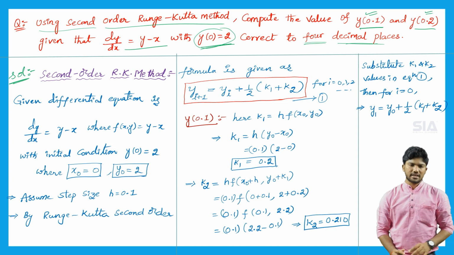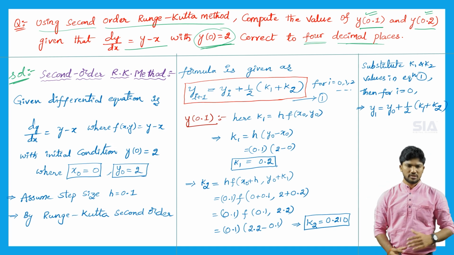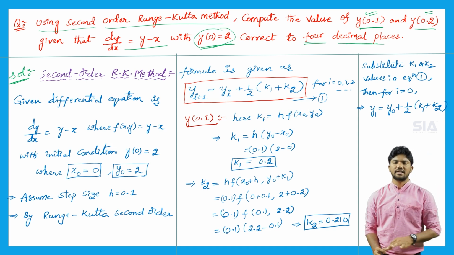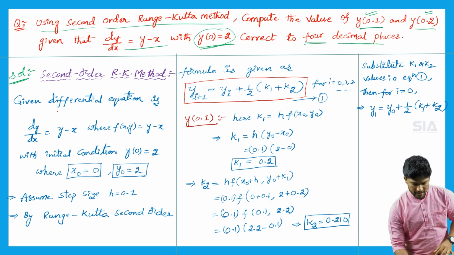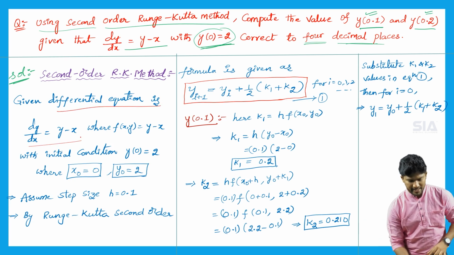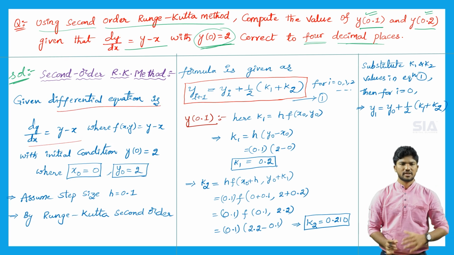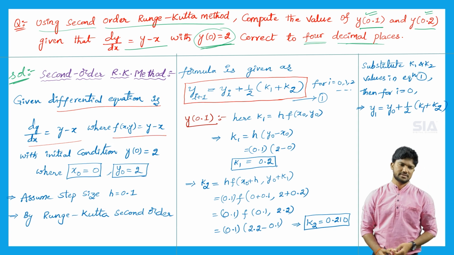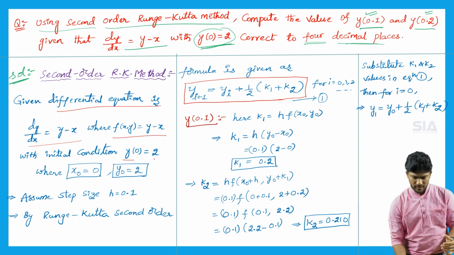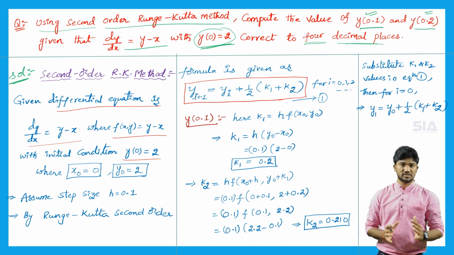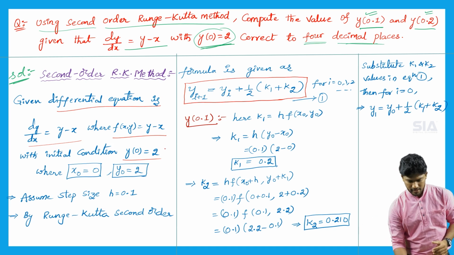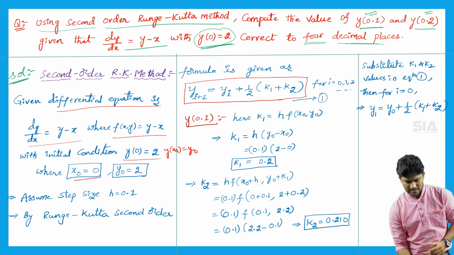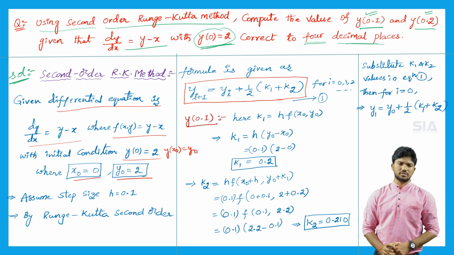Second order RK method, or Runge Kutta method. You can write the full form: second order Runge Kutta method. The given differential equation is dy by dx is equal to y minus x, where f of x comma y is equal to y minus x, with the initial condition y of 0 is equal to 2. Comparing y of x naught is equal to y naught, we get x naught is equal to 0, y naught is equal to 2.